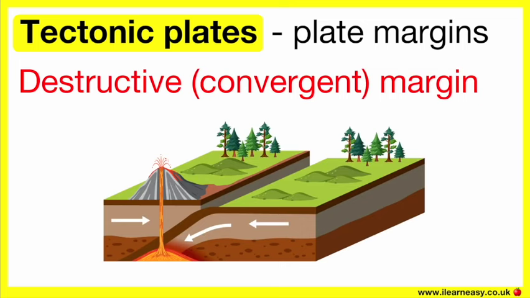Destructive plate margin. This is also known as convergent. This is when the plates move towards each other. This results in the plates smashing against each other. It can either push both upwards, which forms fold mountains, or one plate goes under and the other is pushed up. This forms deep trenches or results in earthquakes.